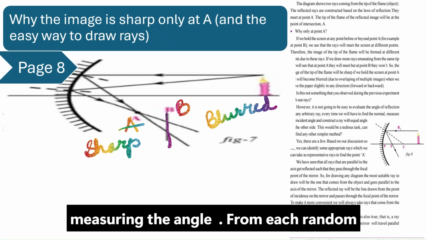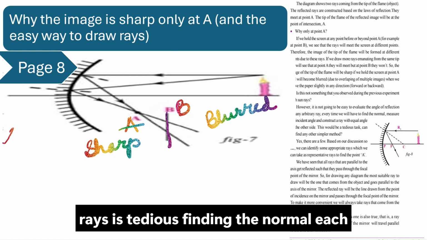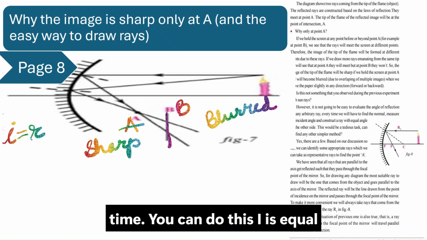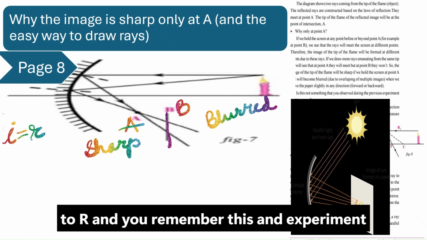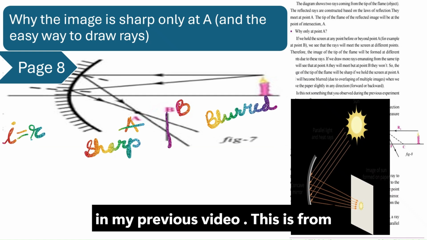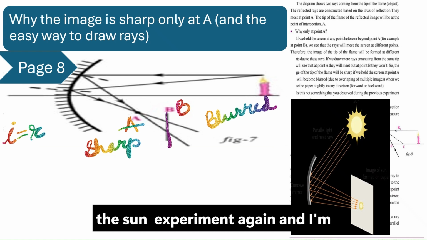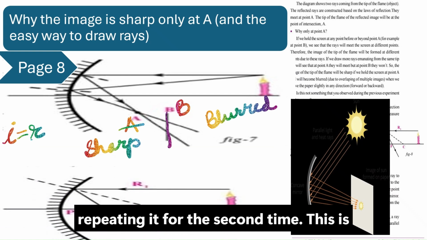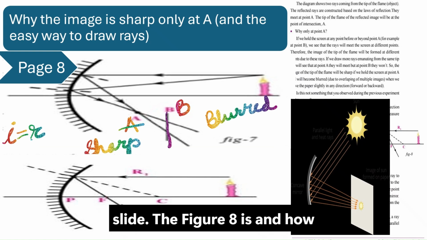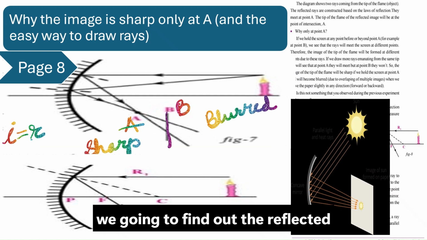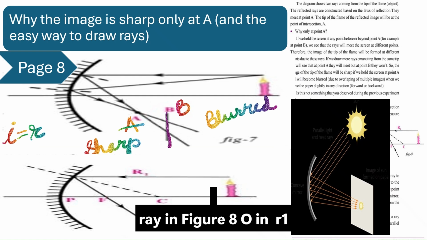Measuring the angle for each random ray is tedious, and finding the normal each time. Instead you can do this: i is equal to r. And you remember the sun experiment in my previous video? So this is from the sun experiment, and I'm repeating it for the second time. This is figure 8. I'll be explaining on the other slide what figure 8 is and how we are going to find out the reflected ray in figure 8.